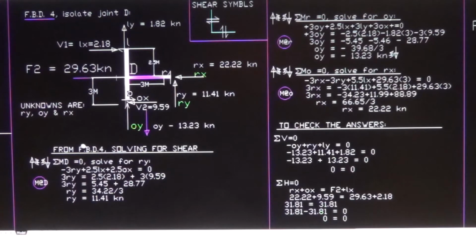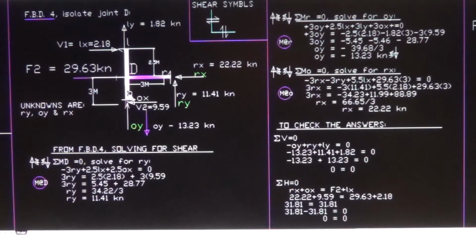From free body diagram number 4, solve for shear Ry. You have to do Ry first. This one here. Solve for Ry, you have to take the moment at D. At joint D, when you take moment at D, all forces passing there become 0. I chose that one there.